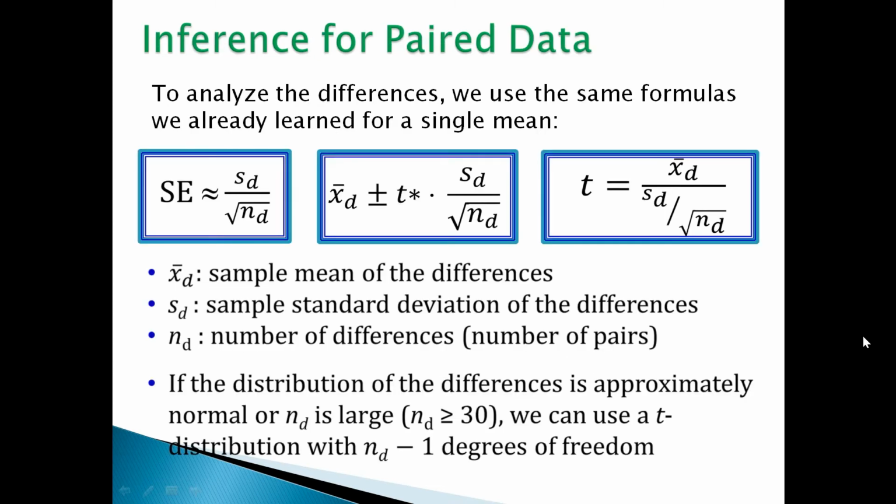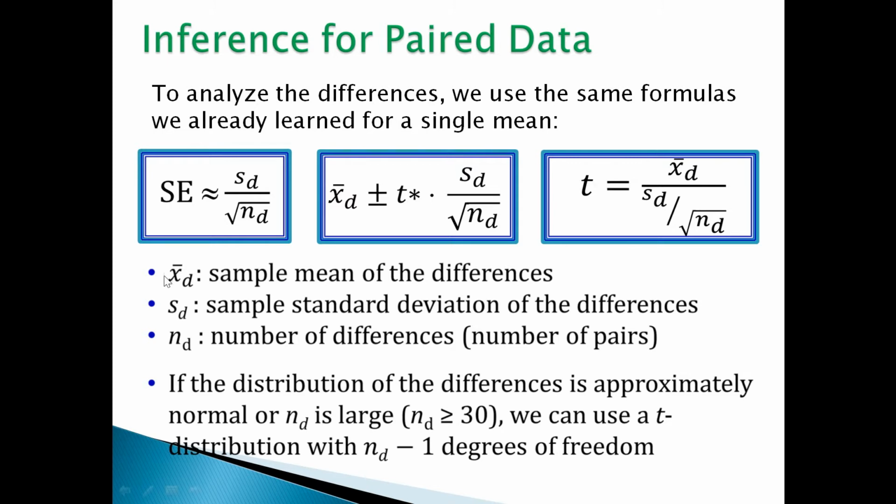To analyze the differences, we use the same formulas we learned for a single mean with some minor changes. This formula is for the standard error. This formula is for the confidence interval, so it is statistic plus or minus t star times standard error. And the last formula over here is for the t-test, which we use whenever we perform hypothesis tests.